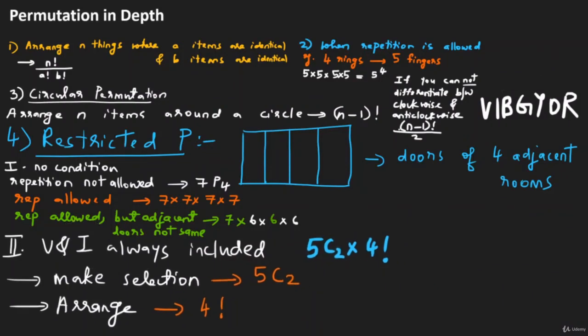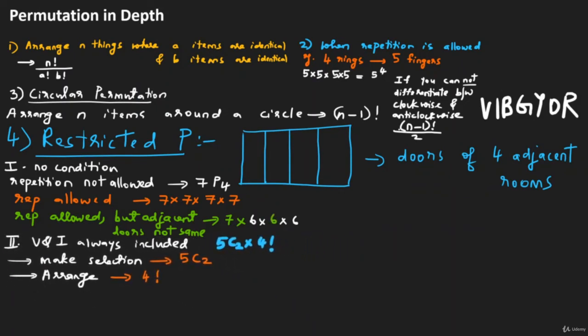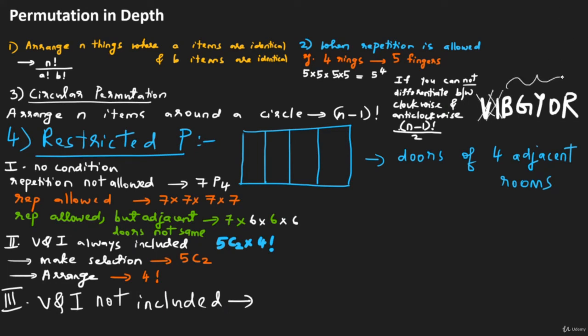Alright, let's move on. Say the case is that V and I should never be included. Alright, so V should not be included, I should not be included. You are left with 5 colors. Now, if repetition is not allowed, you need to select 4 colors to paint the 4 doors, and you need to do the selection from among 5 colors because V and I should never be included. Therefore, let's make the selection. It can be done in 5C4 ways, which is the number of ways of selecting 4 colors from 5 colors, right?